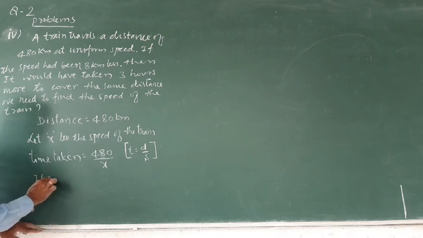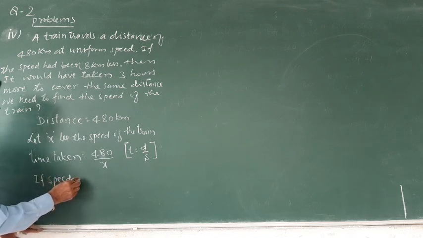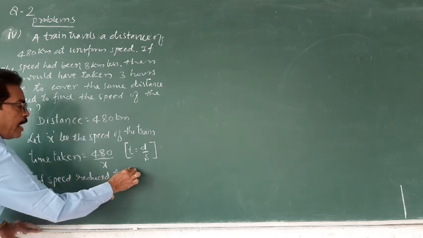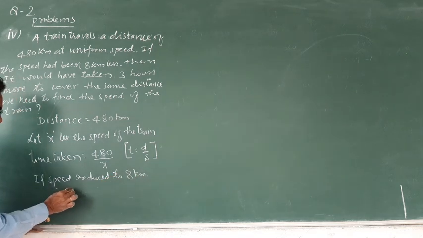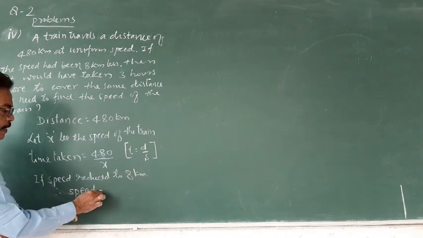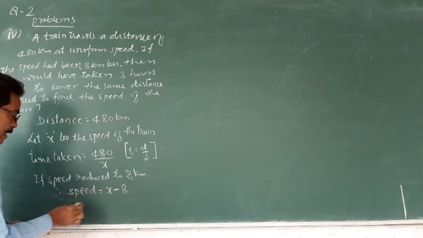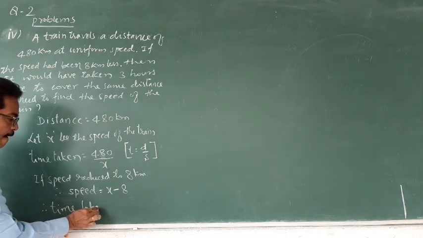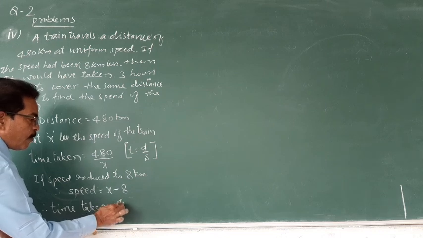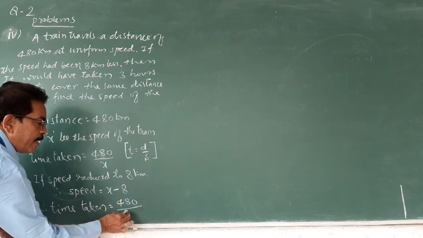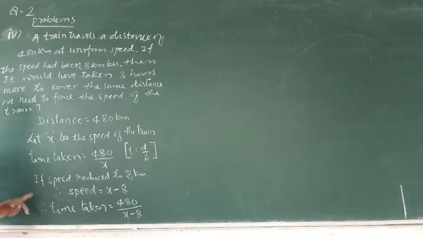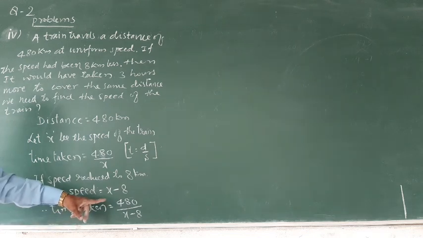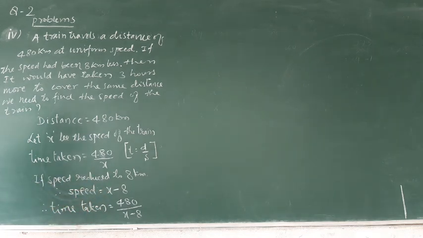If the speed is reduced to 8 kilometers less, now the uniform speed will be x minus 8. Therefore, time taken equals 480 divided by x minus 8. Speed is reduced by 8 km per hour. Therefore, speed is x minus 8. Therefore, time taken equals 480 divided by x minus 8.